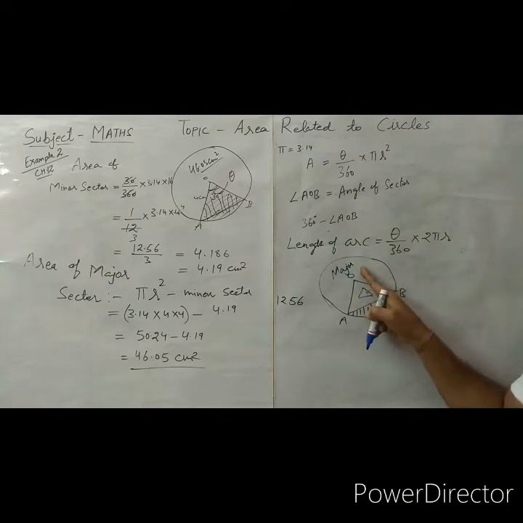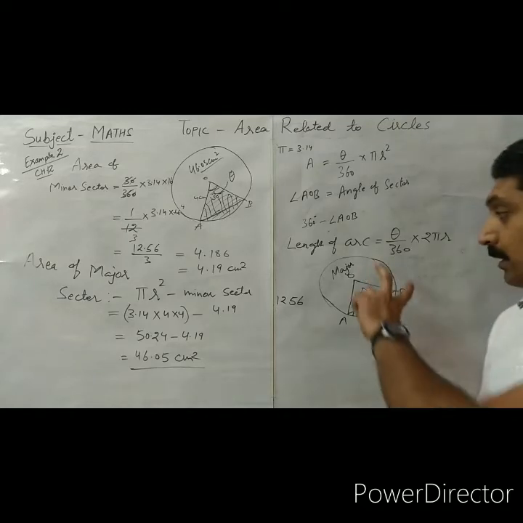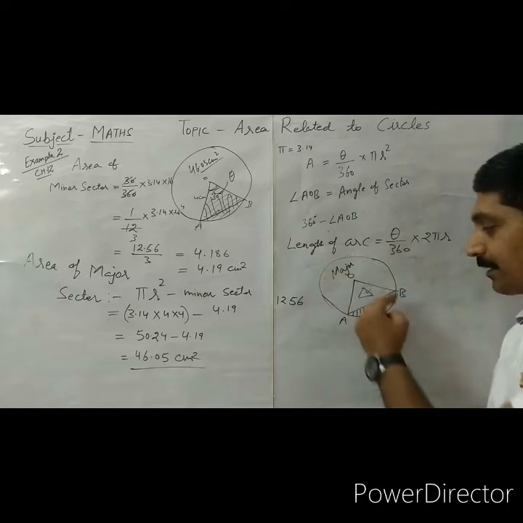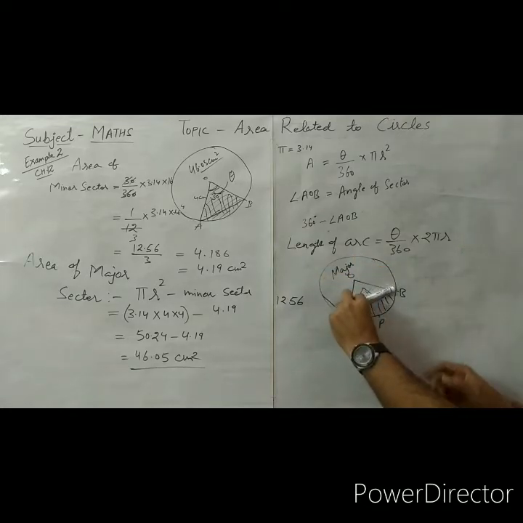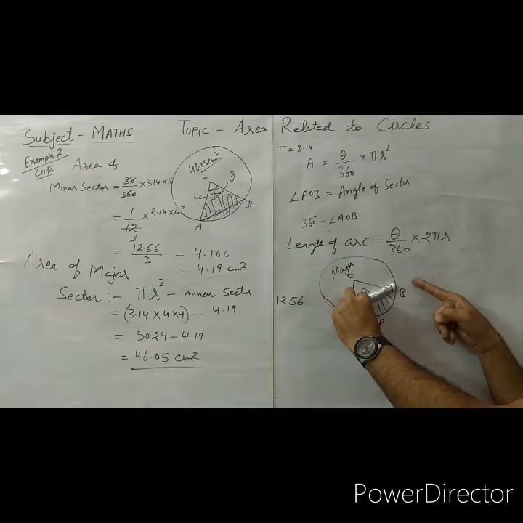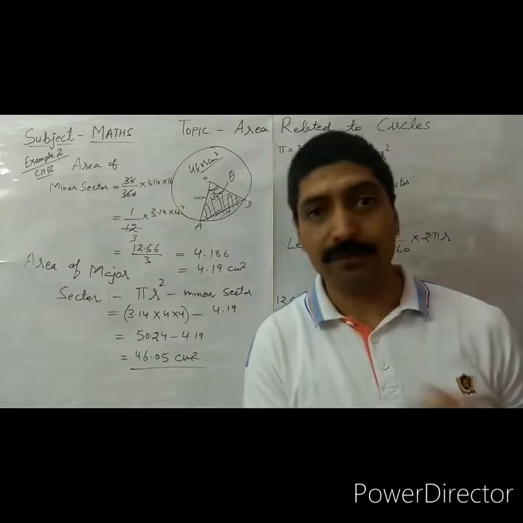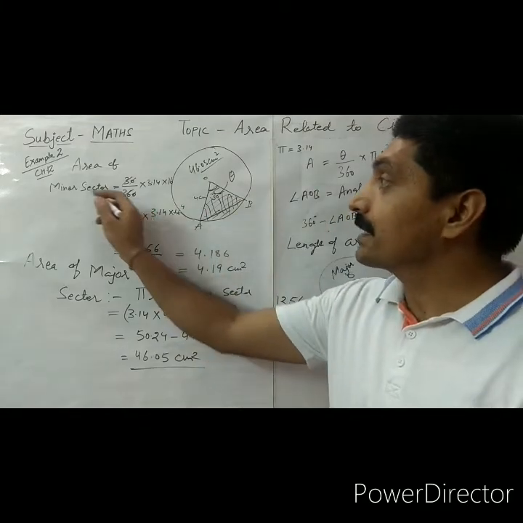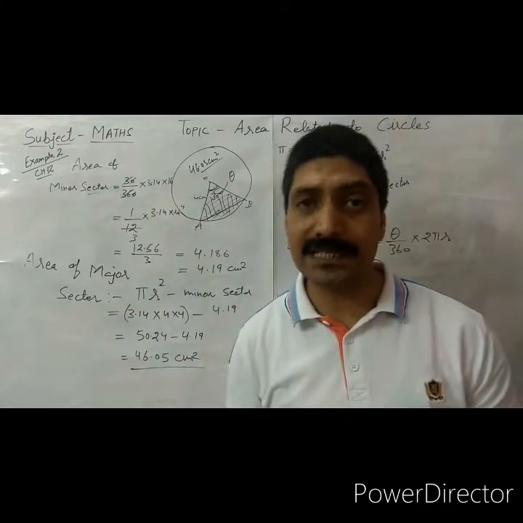Similarly, we can go for the area of the major segment. The area of a major segment is equal to the complete area of the circle, that is pi r square, minus the area of this segment APB. So I hope you are very much clear with the area of sector and area of segment.